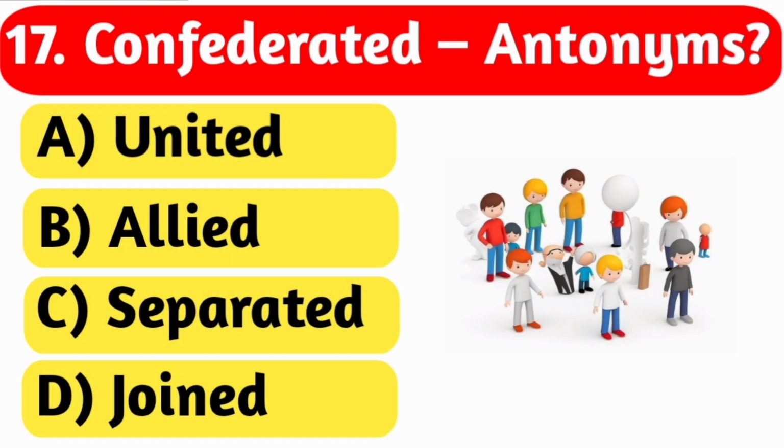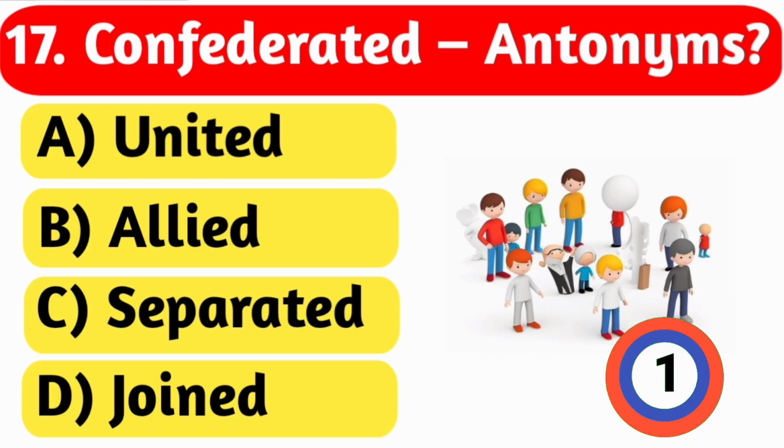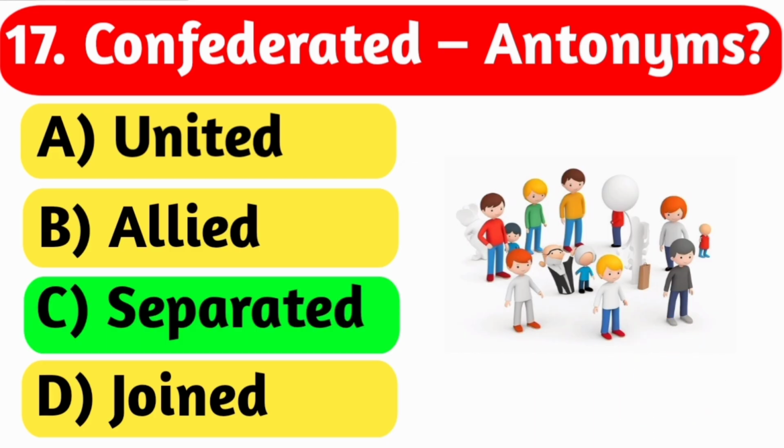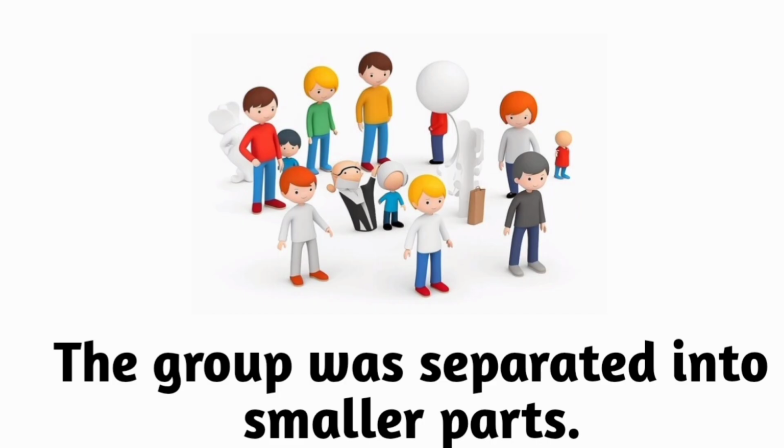Your 17th question is confederated antonyms. Your options are A. United, B. Allied, C. Separated, D. Joined. Your correct answer is option C, separated. The group was separated into smaller parts.